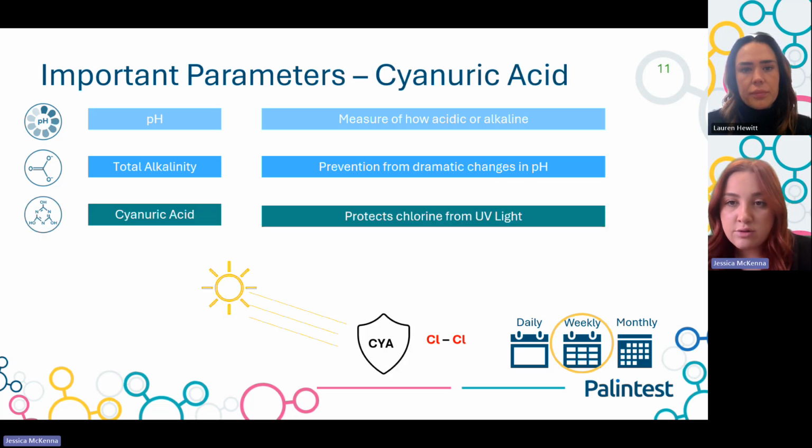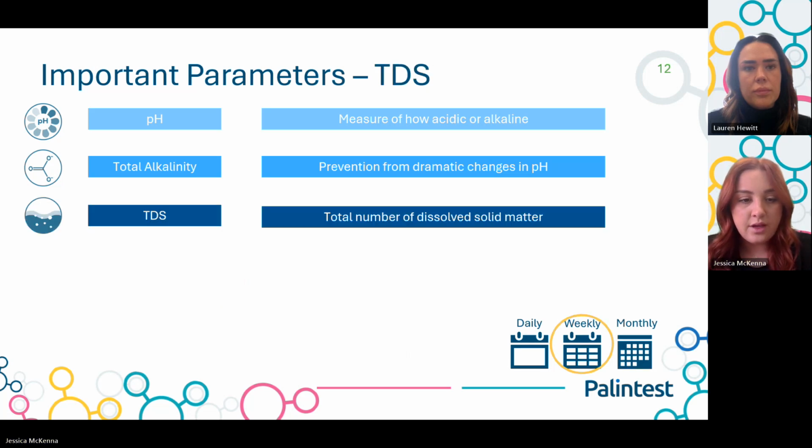Cyanuric acid, sometimes also referred to as stabilizer, is normally associated with outdoor pools. Chlorine molecules are quickly degraded by UV light and maintaining a residual becomes difficult. So cyanuric acid provides a shield around the chlorine molecules, enabling them to continue with their disinfection activities. It's recommended that levels should be below 200 milligrams per litre, but ideally between 25 to 50 milligrams per litre. Cyanuric acid should also be measured weekly as a minimum.